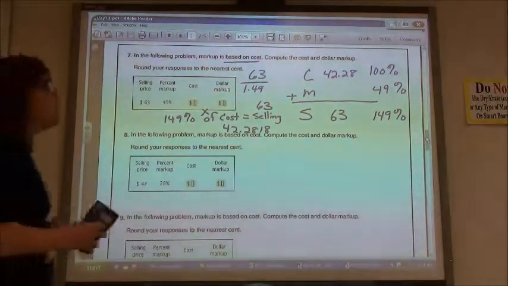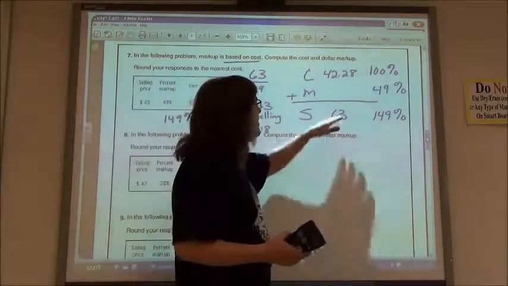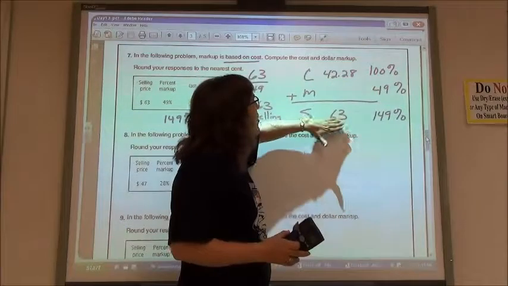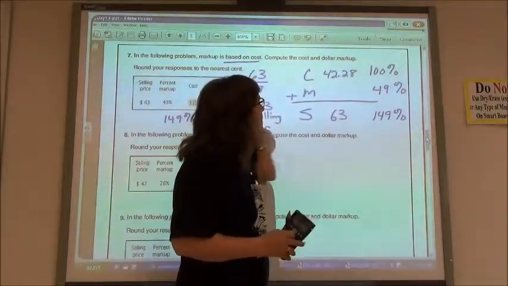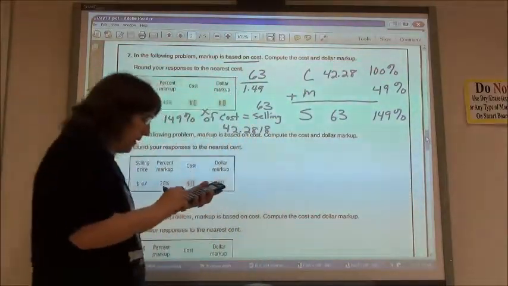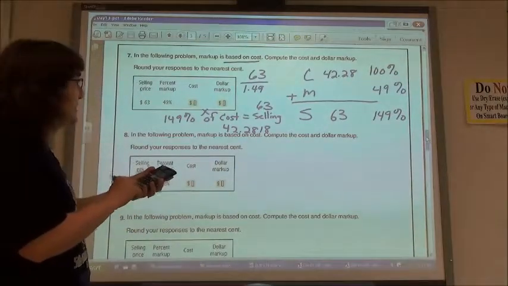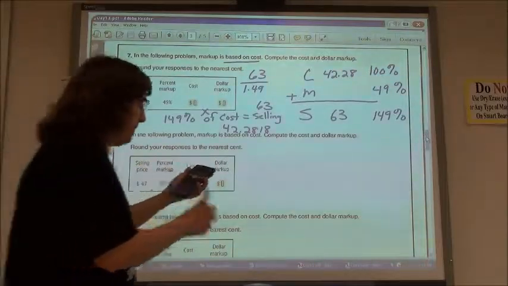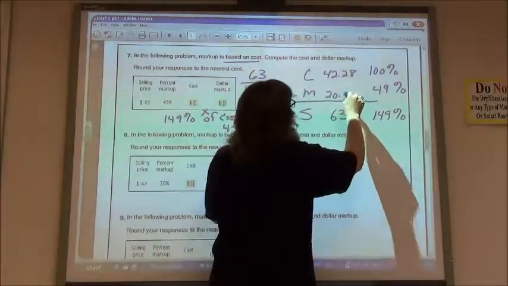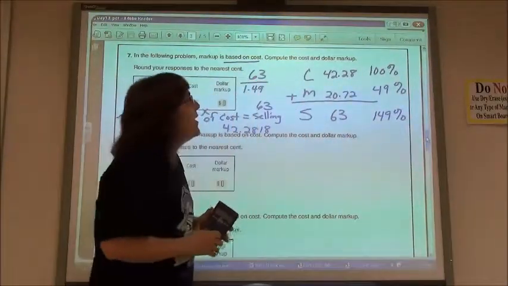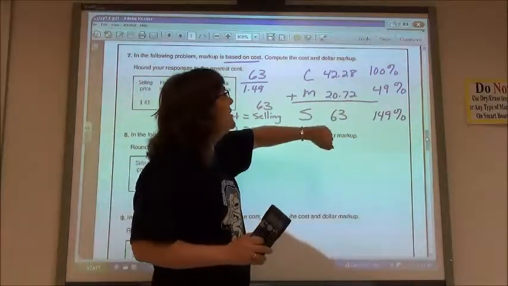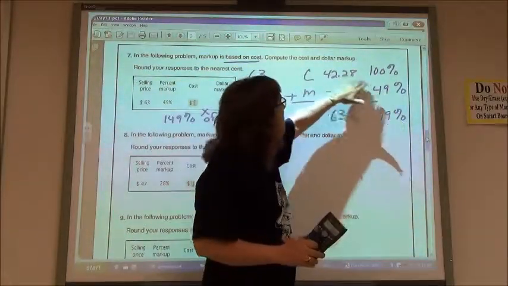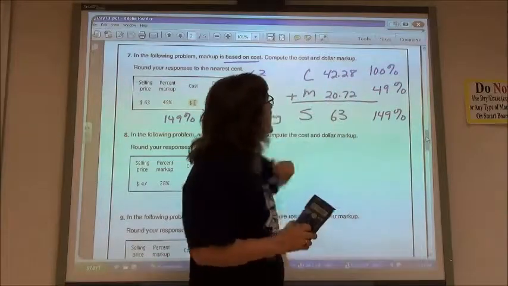Two different ways I could find my markup. The easiest way is just to go ahead and subtract, right? We know that the difference between these two things would give us our amount. So if I take 63 and I minus 42.28, I get $20.72.